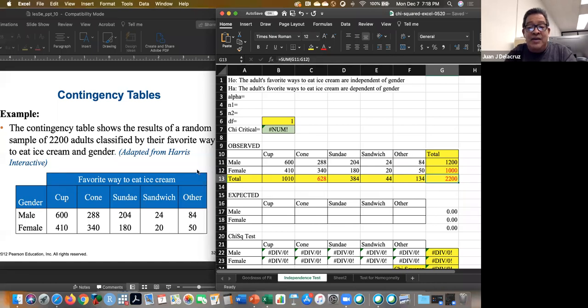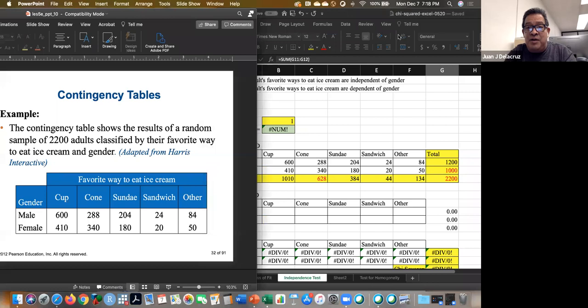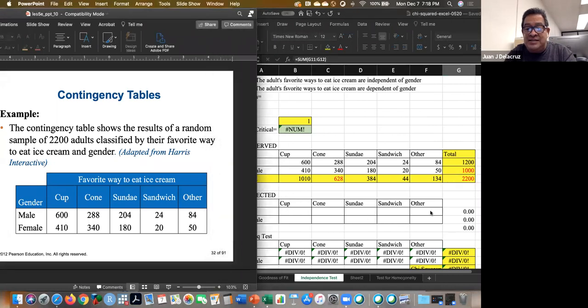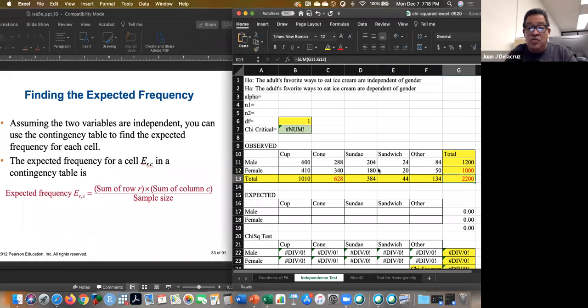So in order to build the expected, and probably I'm going to stop right there and I'm going to let you do it. Please erase this and try to do it by yourself. It's not such a big deal, but that might help. So we are going to multiply the sum of the rows. So this is the sum of the rows times the sum of the column, and then divided by the sample size.